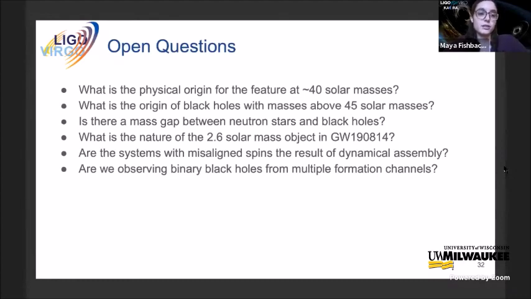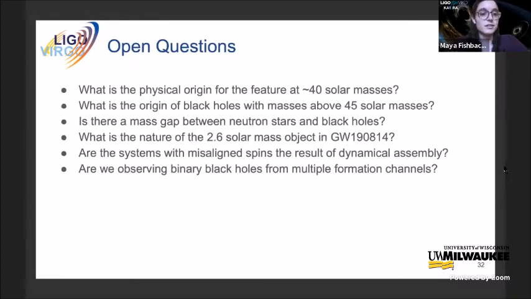And then third, is there a mass gap between neutron stars and black holes? If there is a mass gap, what is the nature of that 2.6 solar mass object in GW190814? That event is still an outlier in our models, and we still don't have a good explanation for it from the data.